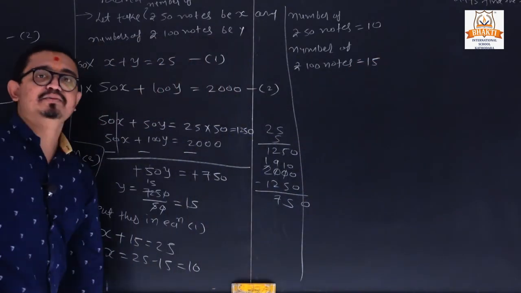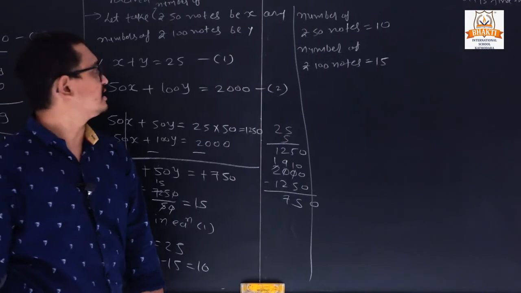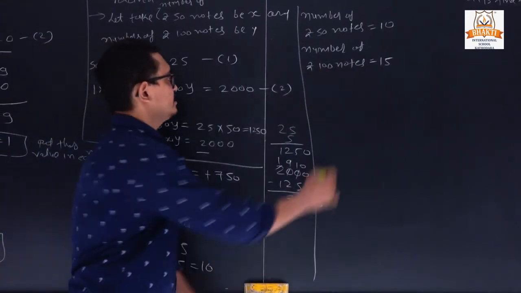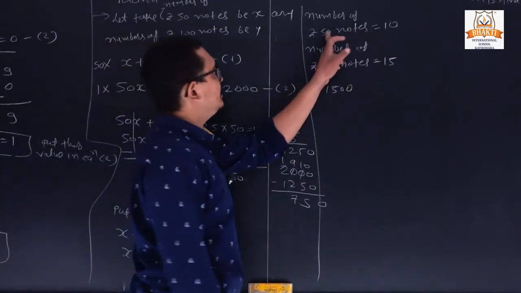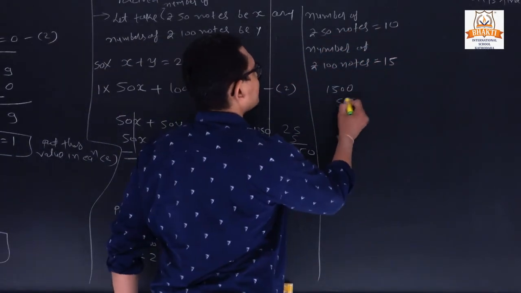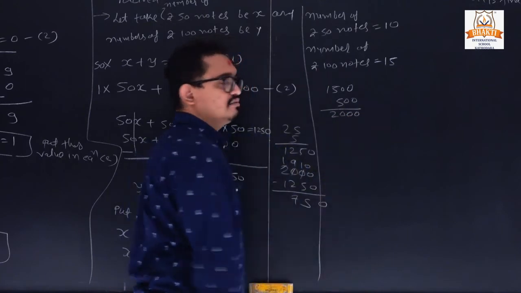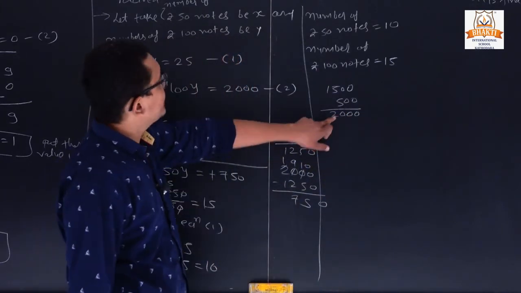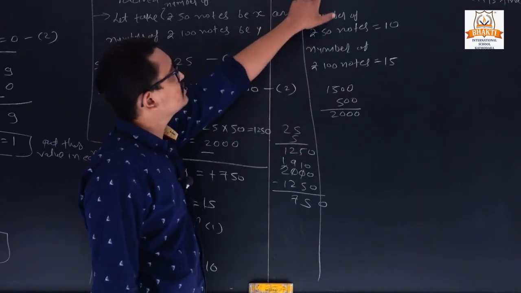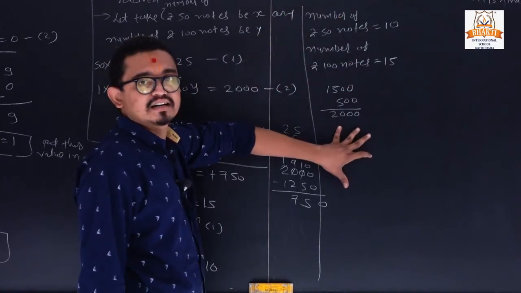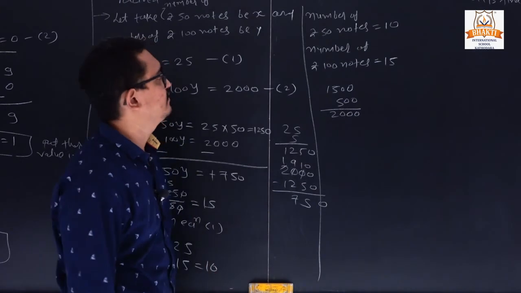Clear? Suppose now I want to verify the answer. So 15 into 100, it will be 1500 rupees. And here 10 into 50, it will be 500 rupees. So the total will be 2000. So she also withdrew 2000 rupees from the bank. Clear? So our answer is verified.